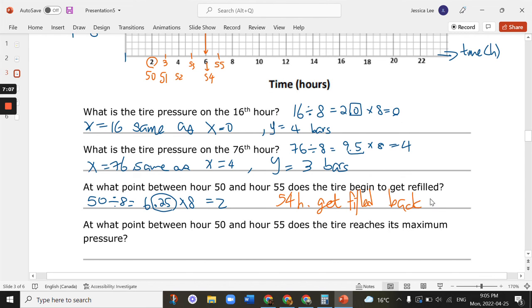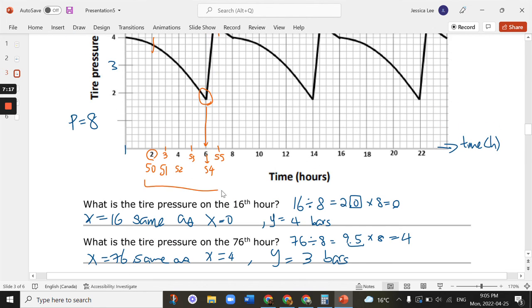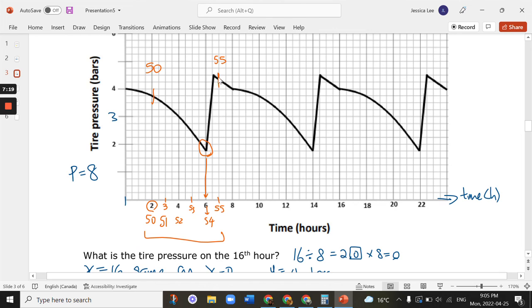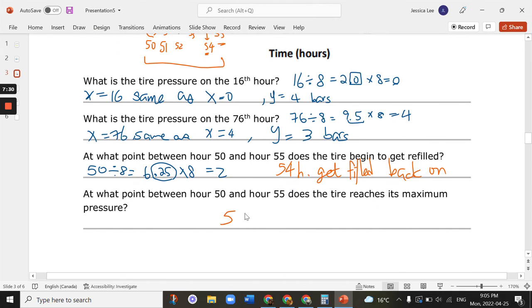So I'm just going to finish writing that. And then at what point between hour 50 and 55 does the tire reach its maximum pressure? So I already have my 50 to 55, and you can see maximum pressure is right here, and it's between 54 and 55, so that's 54.5. Right, so at 54.5 hours, it reaches maximum pressure.